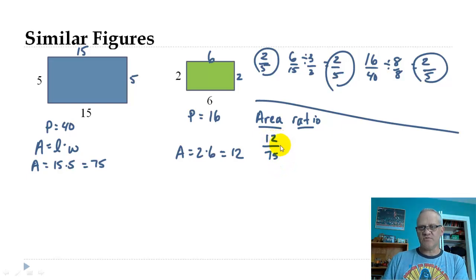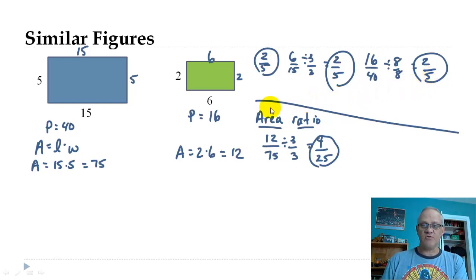What could we do to simplify that down to compare it to these other ones that all came out to be 2 to 5? I could probably divide these by 3. 12 divided by 3 is 4, and 75 divided by 3 is 25. Can we do it anymore? We could divide by 2, but 25 won't divide by 2. We could divide by 5, but 4 won't. So the ratio of the areas is 4 to 25. It's not the same as these other ones, but there is a relationship.